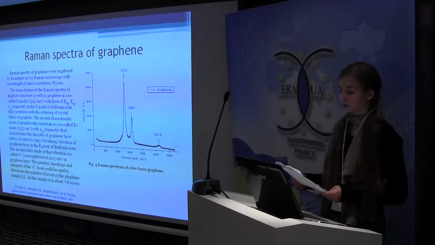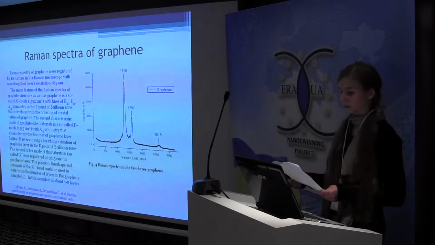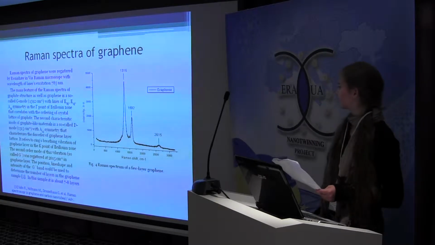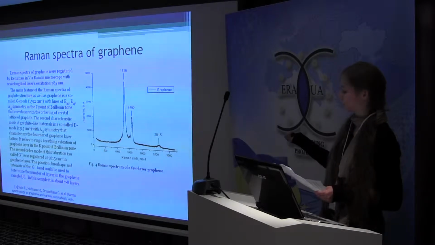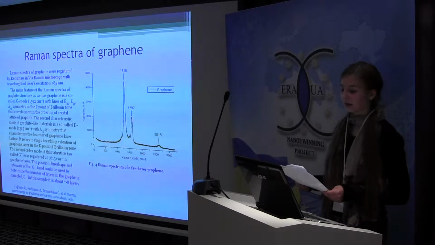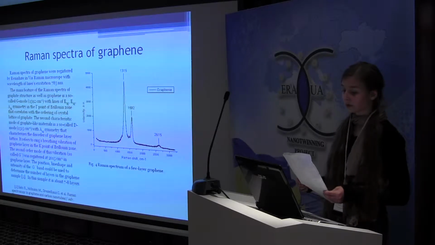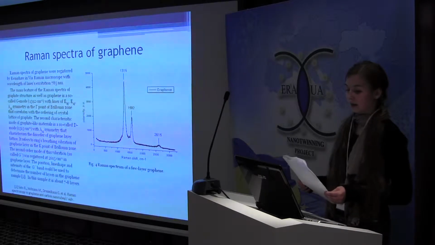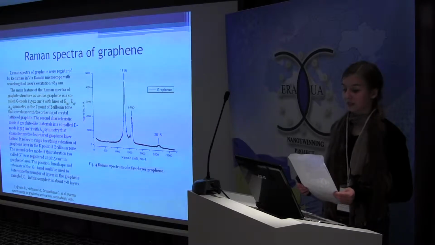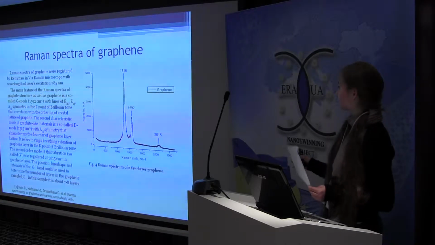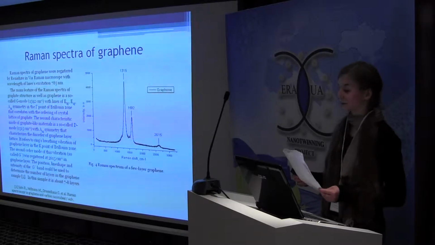The second-order mode of this vibration, the so-called G prime or 2D, was registered at 2615 centimeters minus 1. In a graphene layer, the position, line shape, and intensity of the G prime band can be used to determine the number of layers in the graphene sample. In this sample, it's about 7 or 8 layers. It's not the greatest graphene.